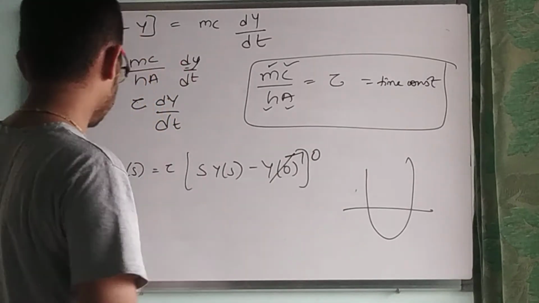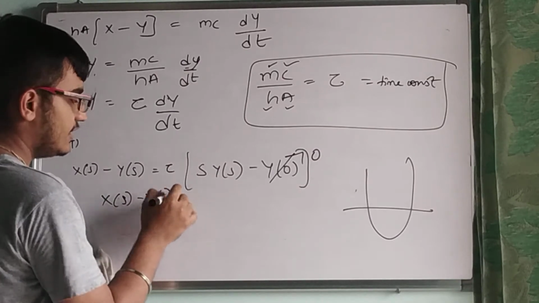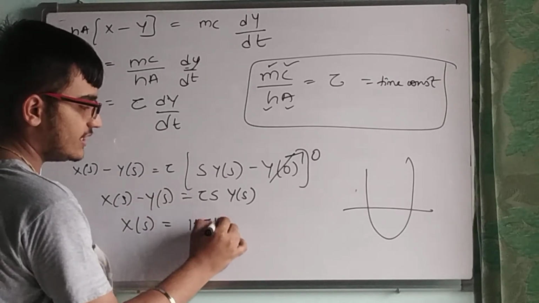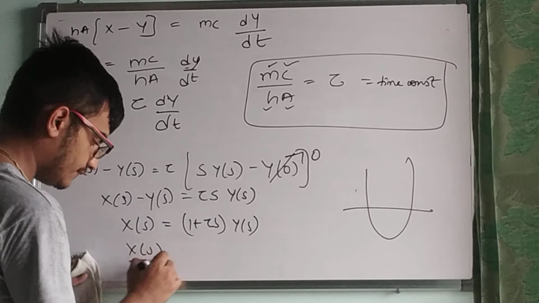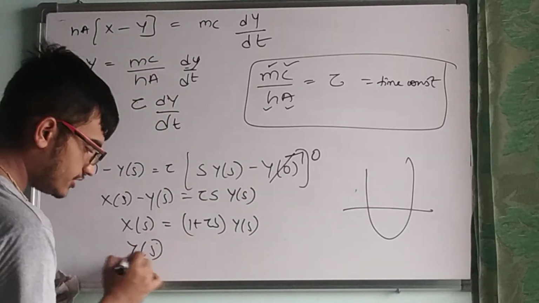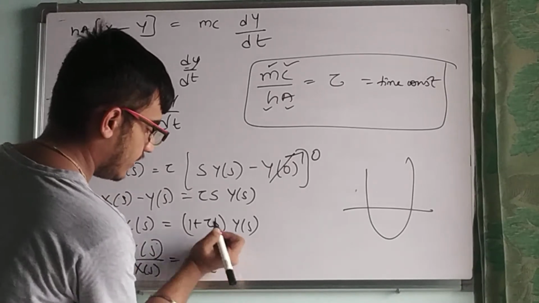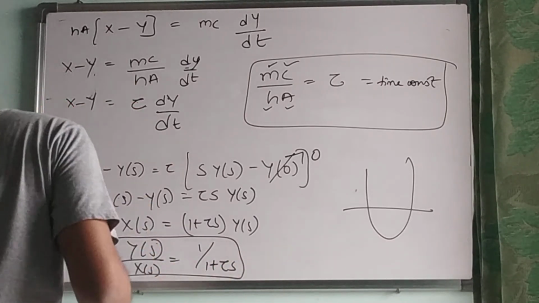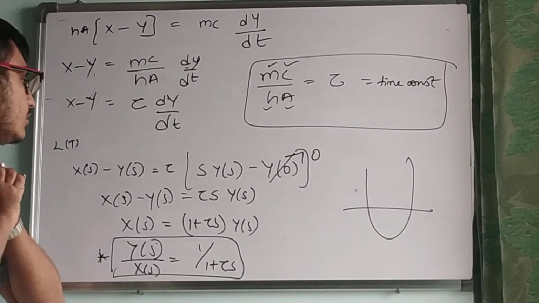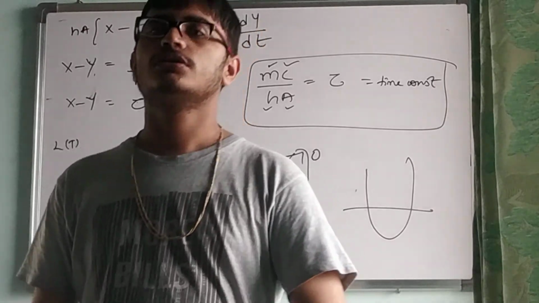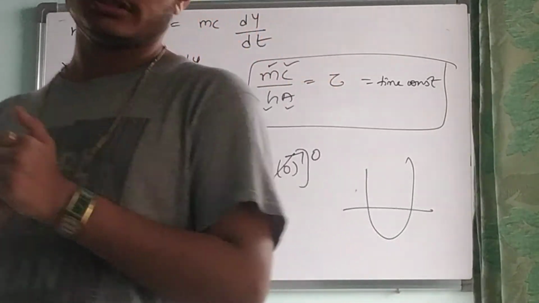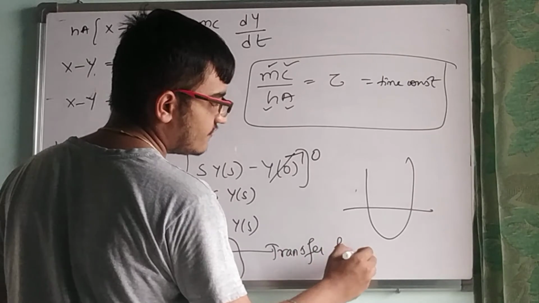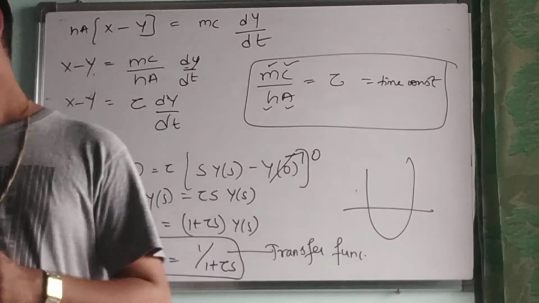So therefore what is remaining? X of S is equal to Y of S plus tau into S into Y of S. So taking Y of S to that side, X of S is equal to 1 plus tau S into Y of S. So the output response to the input response is given as Y of S by X of S equal to 1 by 1 plus tau S. This is your transfer function for the first order type response. This is given as the transfer function.